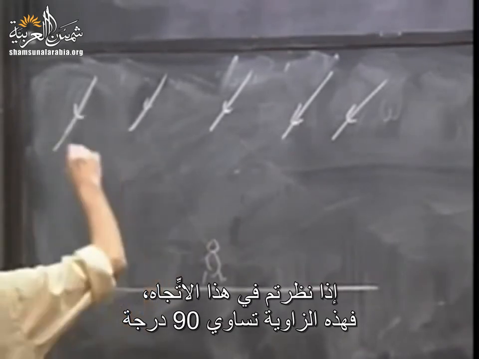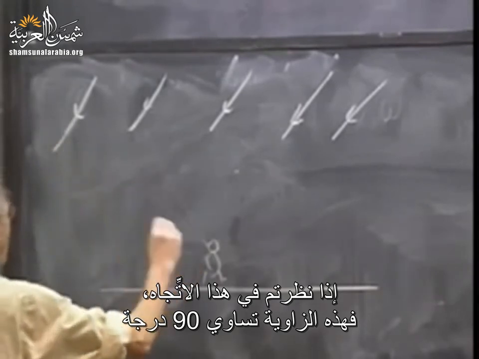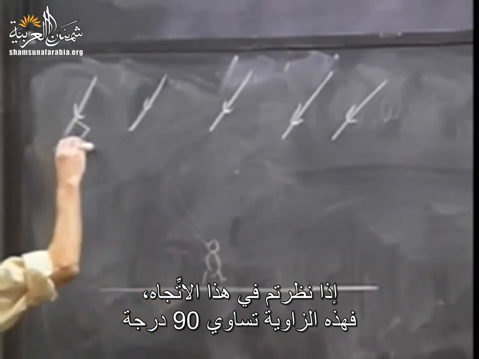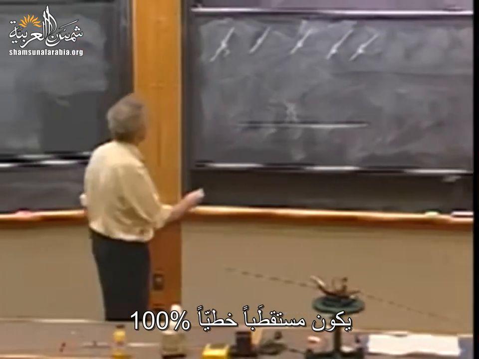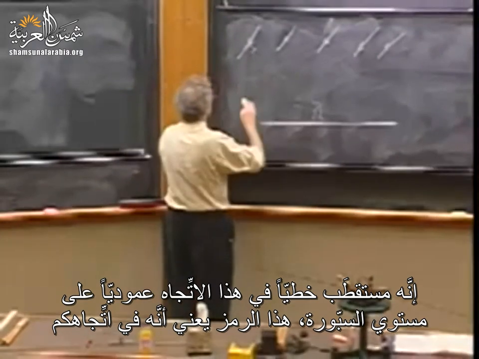If you look in this direction, wow, this angle is 90 degrees. Not only is the sky blue there, but the light from the sky at a 90-degree angle away from the sun is 100% linearly polarized. And it is linearly polarized in this direction, perpendicular to the blackboard. And you should be able to figure that out for yourself now.